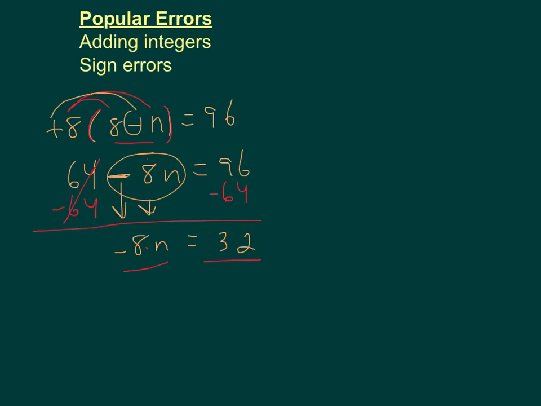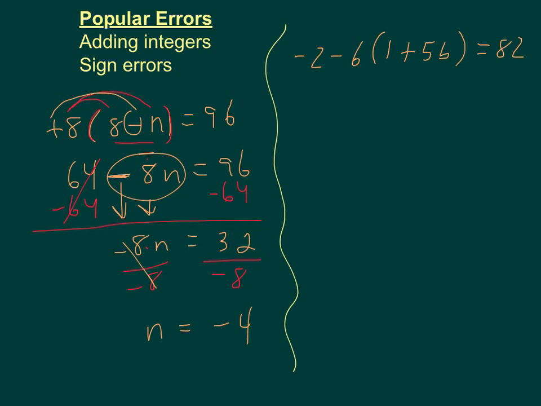That's how negative 8 is attached to n, by multiplication. And we're going to divide by negative 8 on both sides. On the left side, cleaning it up from left to right, negative 8 divided by negative 8 is positive 1n, which is what we want. Positive 32 divided by negative 8, well, positive divided by negative is a negative. 32 divided by 8 is 4. And there you have it.